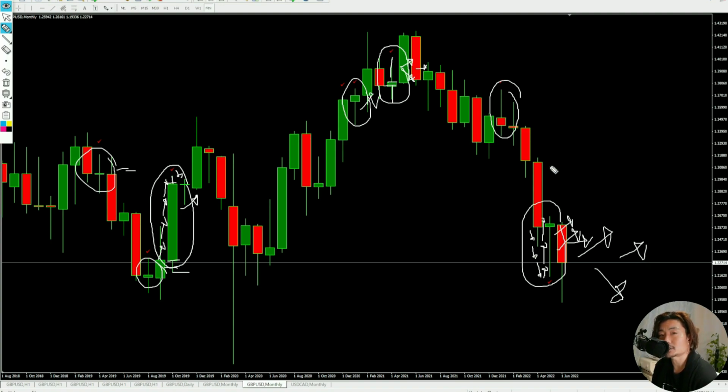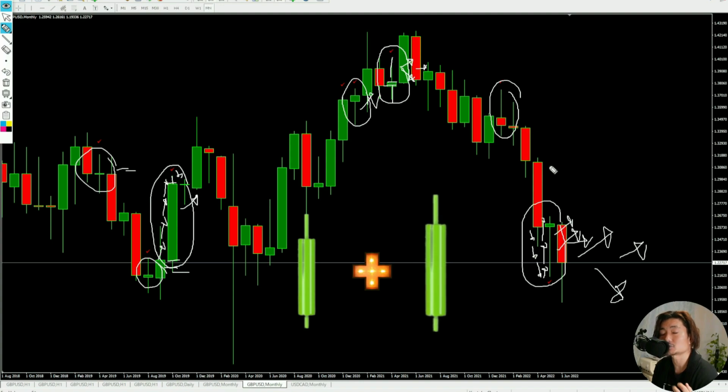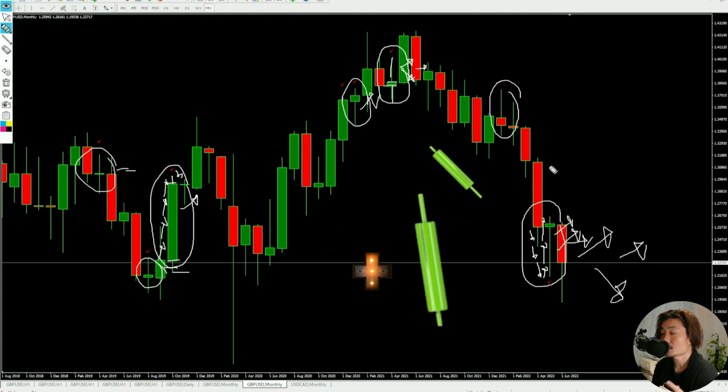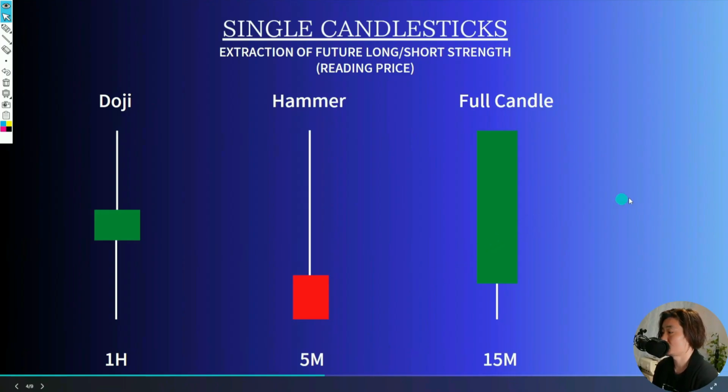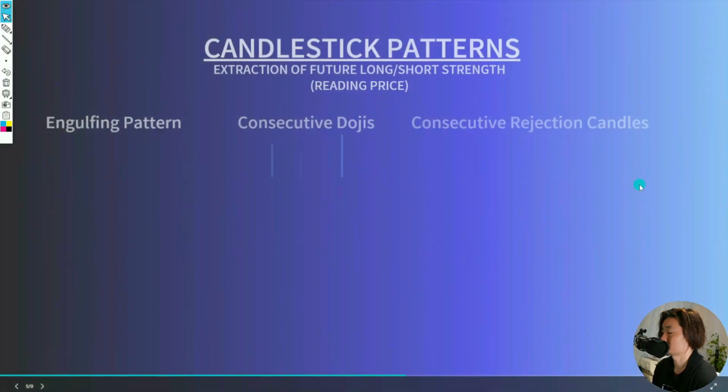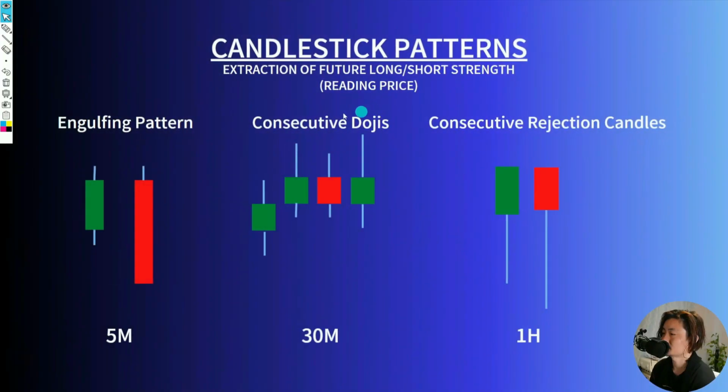So now let's go on to candlestick patterns, where we use a combination of candlesticks to extract the future long and short strength of a currency pair. Candlestick patterns: extraction of future long and short strength, reading price. Now we're going to use multiple candlesticks together to extract future long and short strength.